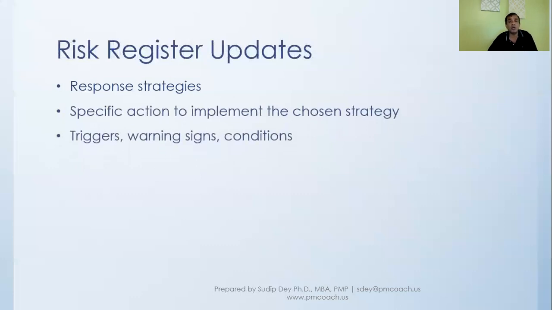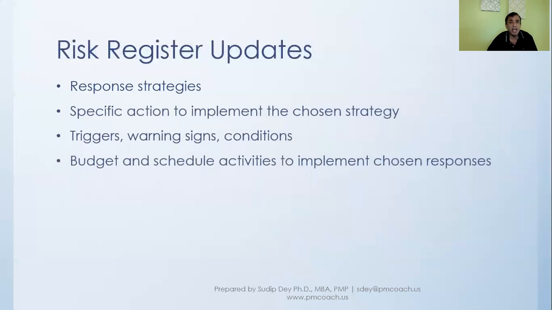If there are triggers, warning signs, or conditions that will tell us when we want to initiate that specific action, right? And what kind of budget and schedule are needed to implement this chosen response. We talked about the contingency plan. We'll also update the risk register with our different contingency plans for different events. And that is really the fallback plan.